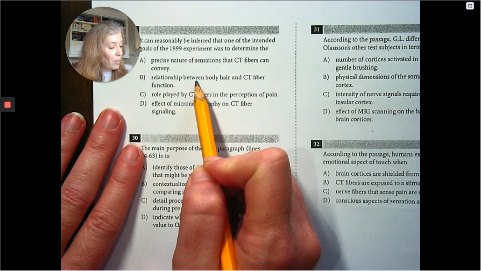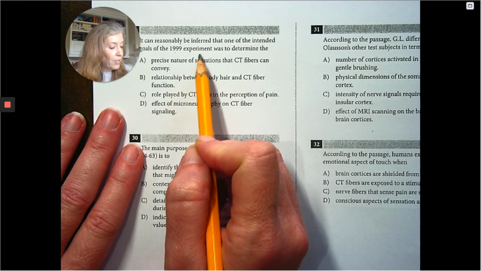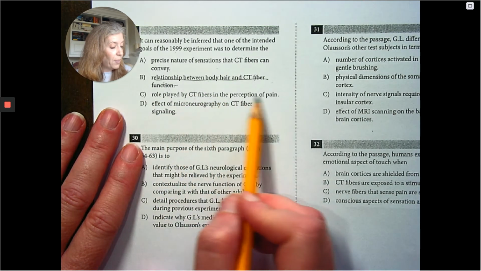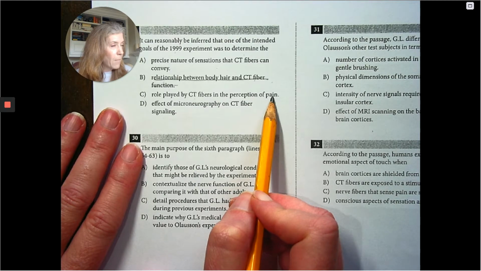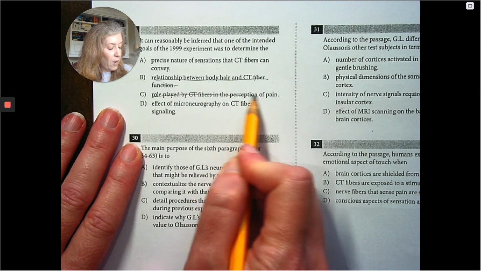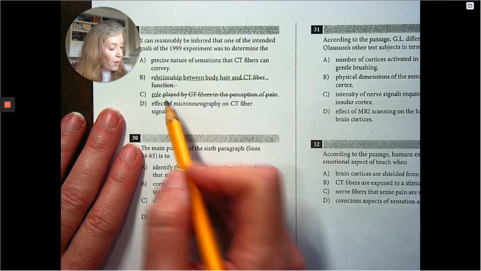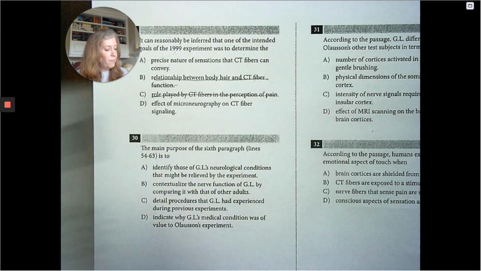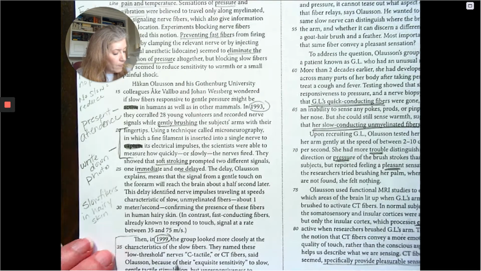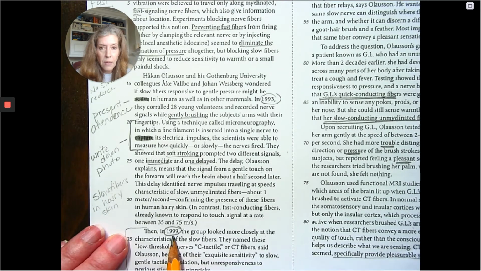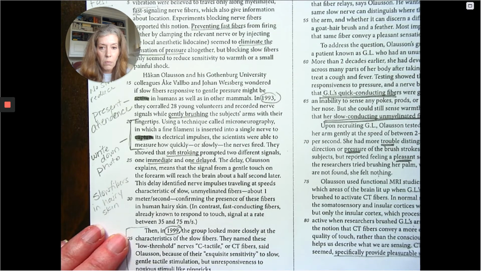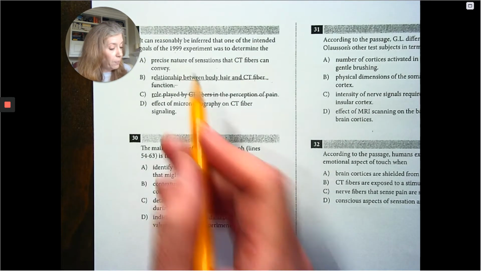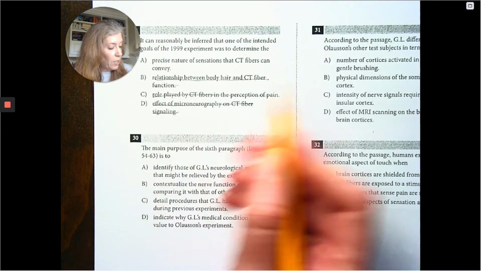The relationship between body hair and CT fiber function, 1999, no. Role played by CT fibers in the perception of pain. Well, we know that's not true because fast fibers have pain. Oh, and slow fibers have pain. Effective microneurography on CT fiber signaling in 1999. No, they didn't. No, that was in 1993. They used it, so A is the answer.